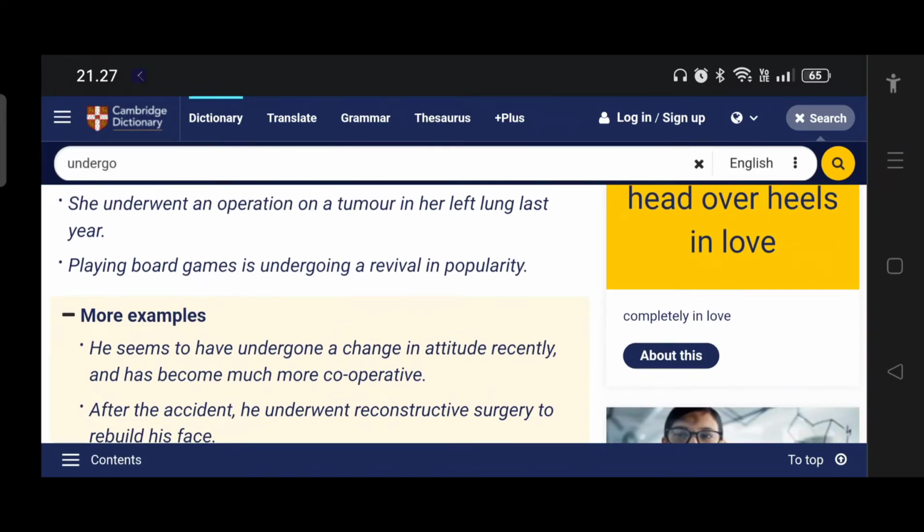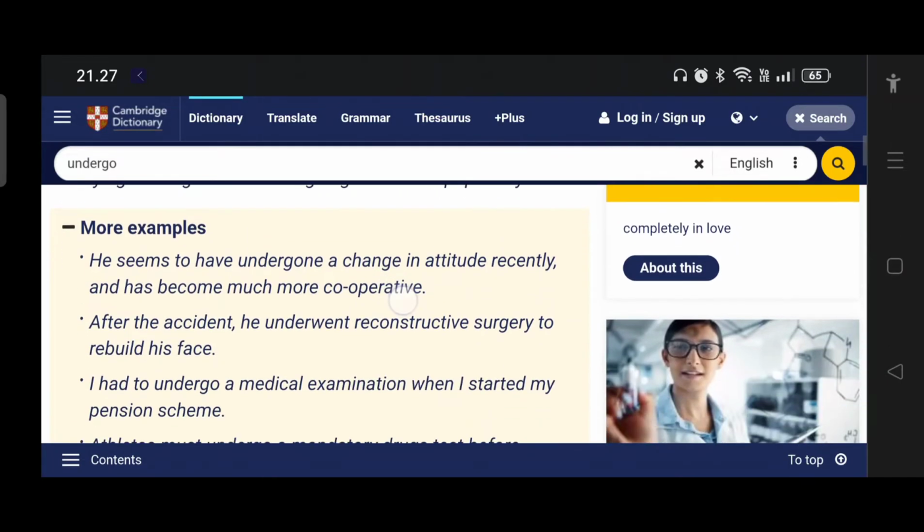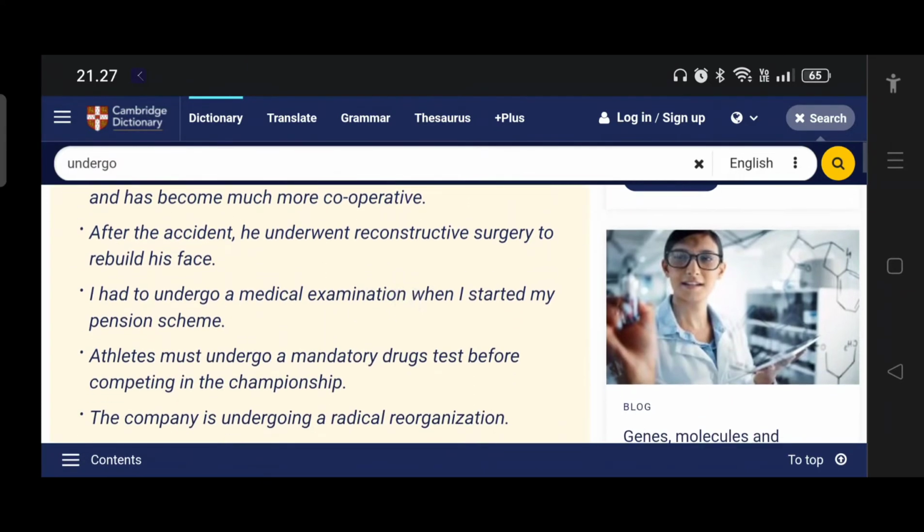He seems to have undergone a change in attitude recently and has become much more cooperative. Okay, after the accident, he underwent reconstructive surgery to rebuild his face. Another medical example. I had to undergo a medical examination when I started my pension scheme.